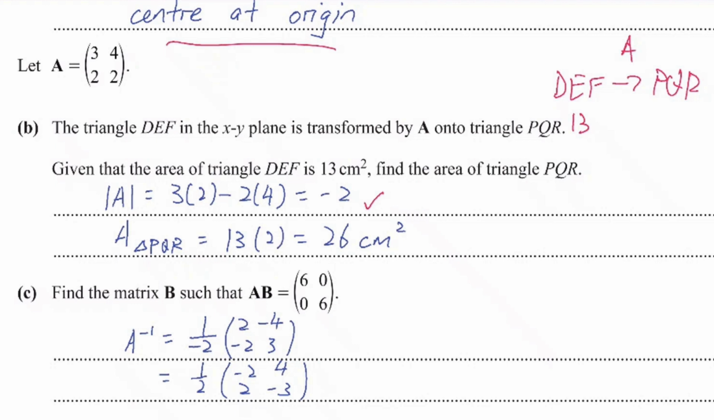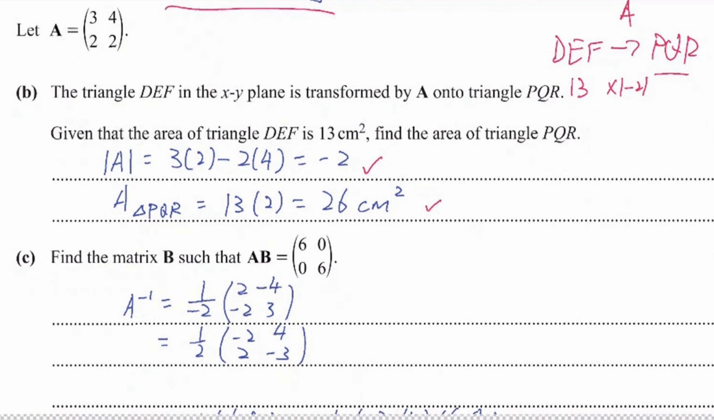It gives us -2. So the area of PQR is just 13 multiplied by the modulus of the determinant of A. It gives us 26. So 1 mark for the determinant and another mark for the answer for the area of PQR. Part C is to find the matrix B such that AB is this 6 0 0 6.